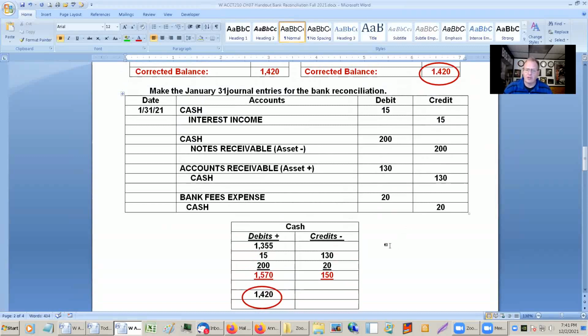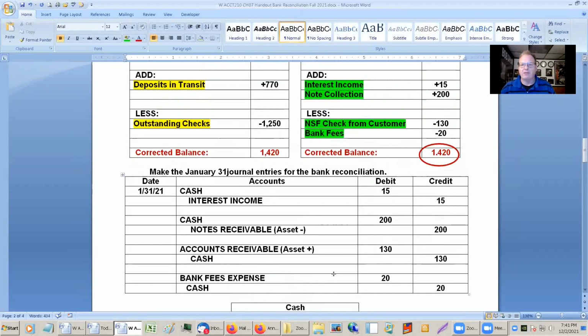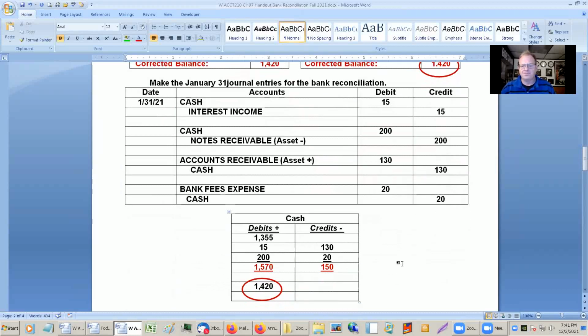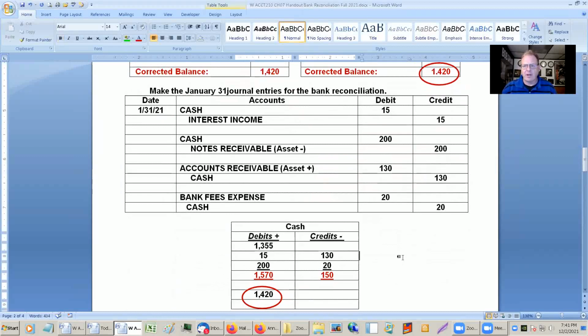So with the correct balance of 1420, now our cash equals 1420, and we're going to start off in February, and we're going to make our decisions based on cash of 1420 rather than what it was, 1355. It's the bank reconciliation.